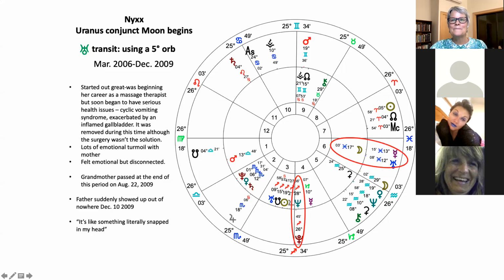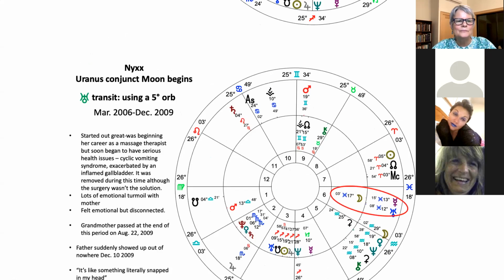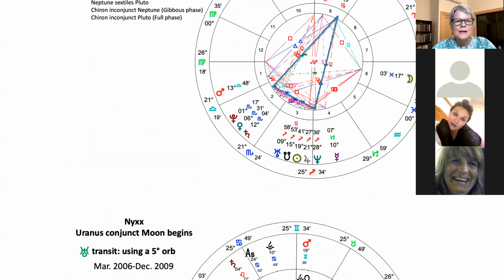Yes, I have a quick question. Yes, Linda. I noticed in Wendy's chart, her moon was trine her natal Uranus, and Nix has a square. Oh, that's interesting. I hadn't picked up on that. That's good. Maybe Wendy's transit would be slightly easier, and Nix's is a little bit more difficult, perhaps.